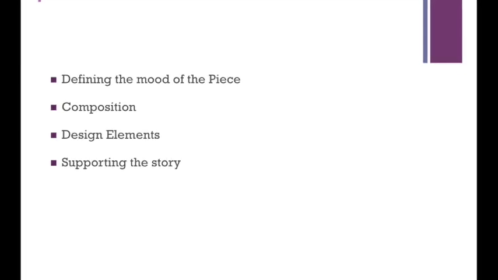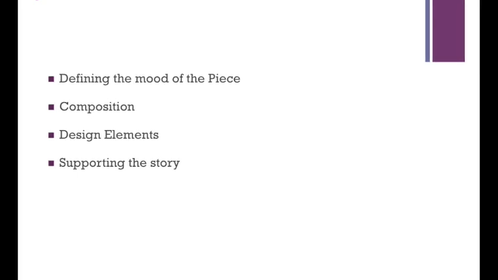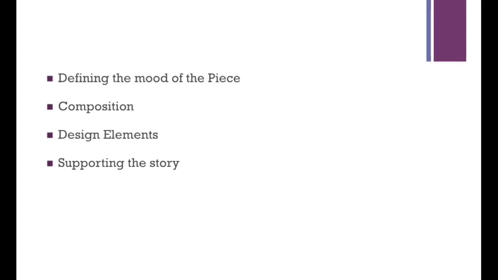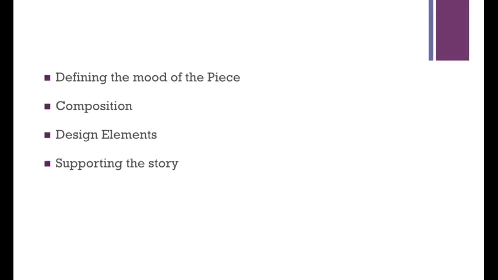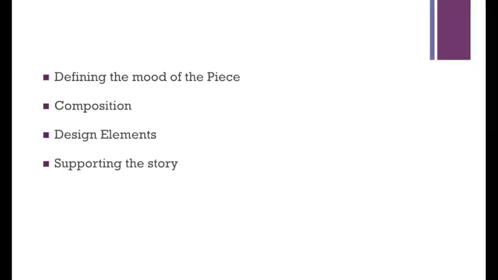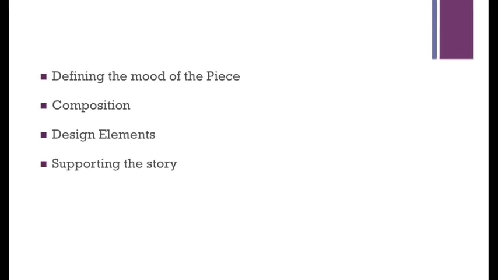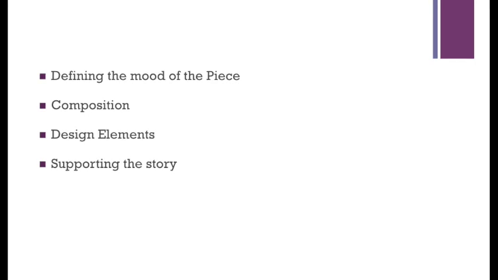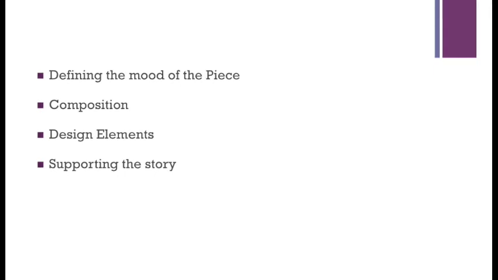Okay, the second is composition. I already told you about the composition. It means the balance of the design. Design elements are the items or the product or props or characters, what we need to put in those characters, props or scenes. And then supporting the story, normally we refer to the storyline, the storyline from the designing, when you are designing.